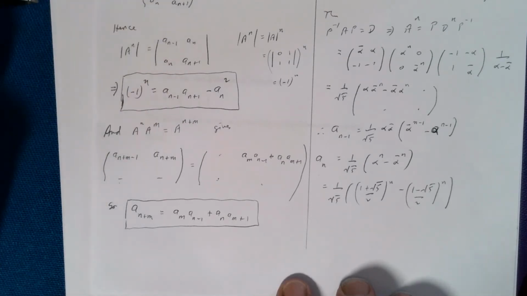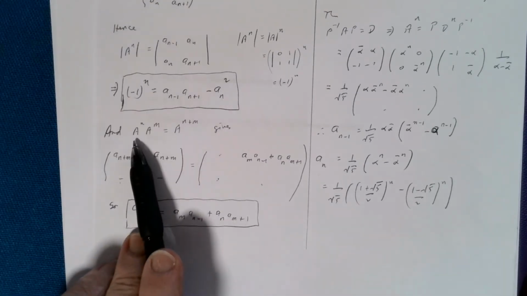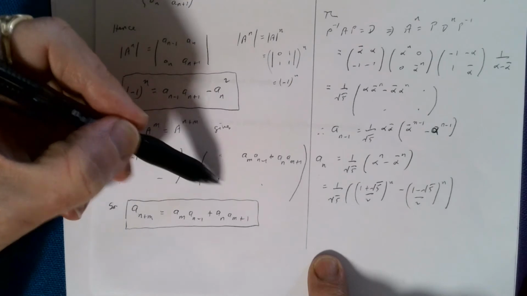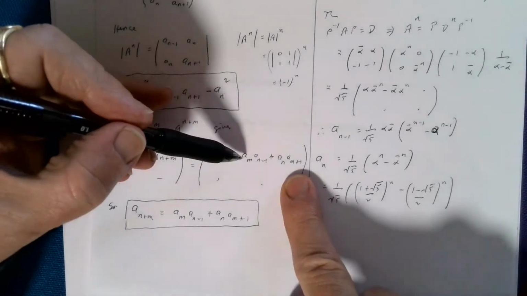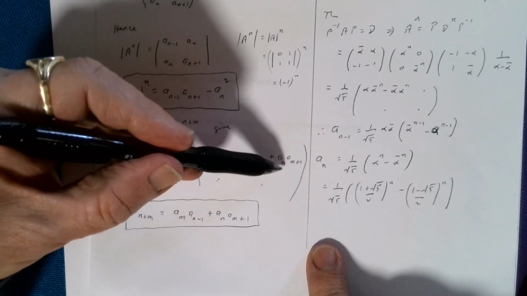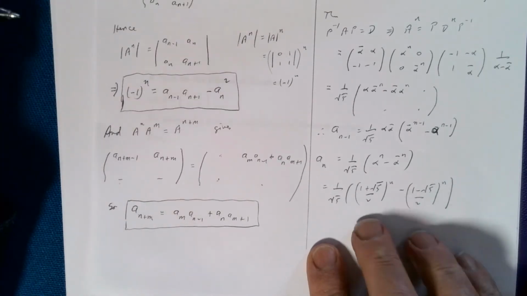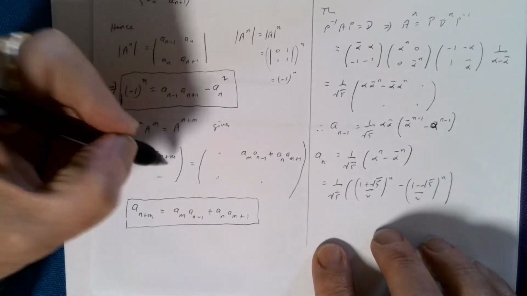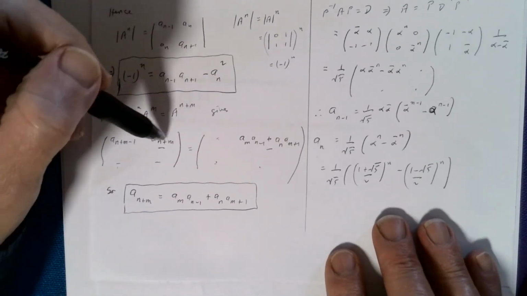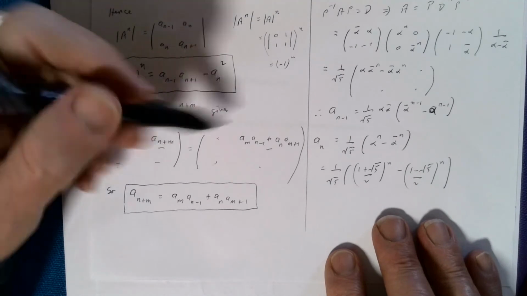And on the other hand, if I multiply A^n times A^m and multiply it all out, then I'll get something there, something there, something there, and this one is going to be a sub n minus 1 plus a sub m plus 1. And now I just equate the components, and that tells me a sub n plus m is given by this formula.